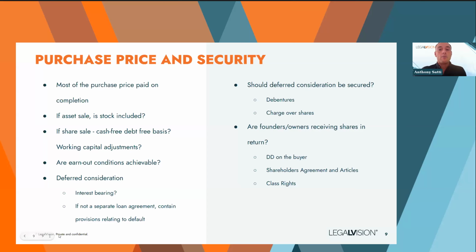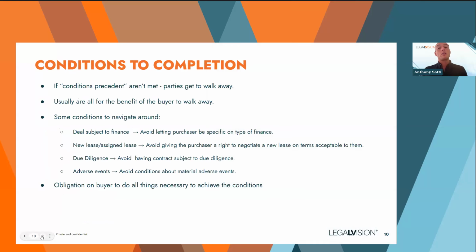In the next slide, we deal with another fairly contentious point in sales contracts, which are conditions precedent, or conditions to completion. So what are they? They're basically specific events that have to occur and have to be satisfied, otherwise the transaction won't proceed, and both parties simply get to walk away from the transaction.